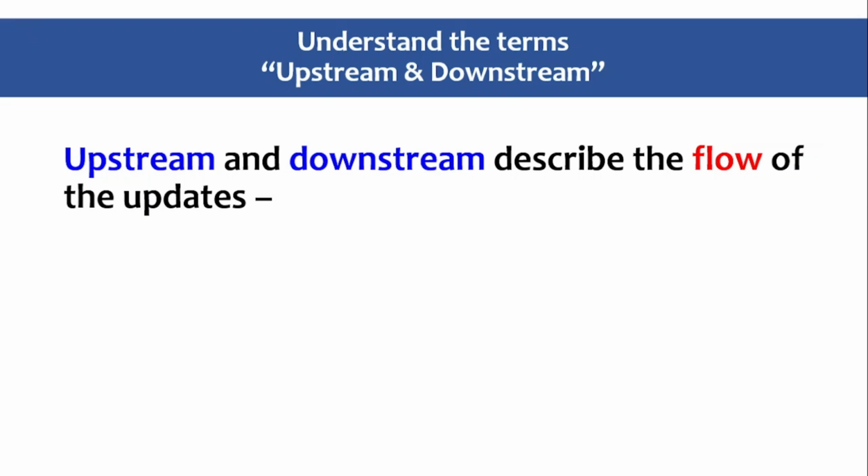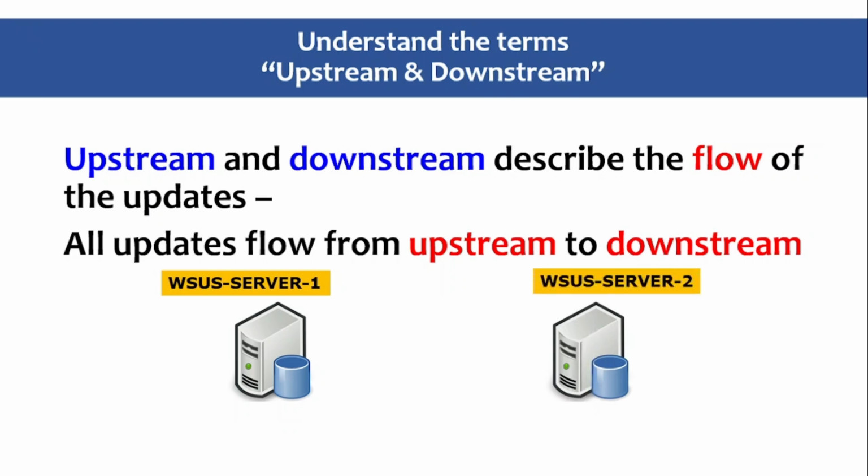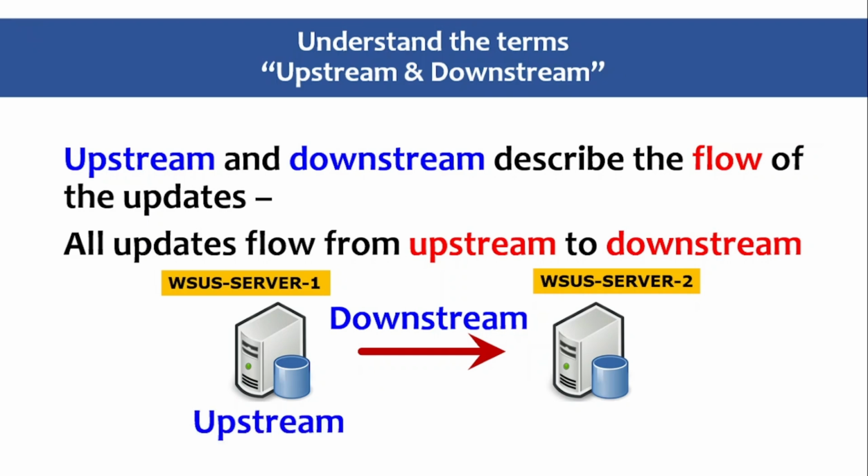Upstream and downstream describe the flow of the updates. All updates flow from upstream to downstream. Let's take an example. We have two WSUS servers, server 1 and server 2, and the updates flow from server 1 to server 2. So this arrow can be called downstream and this is upstream.